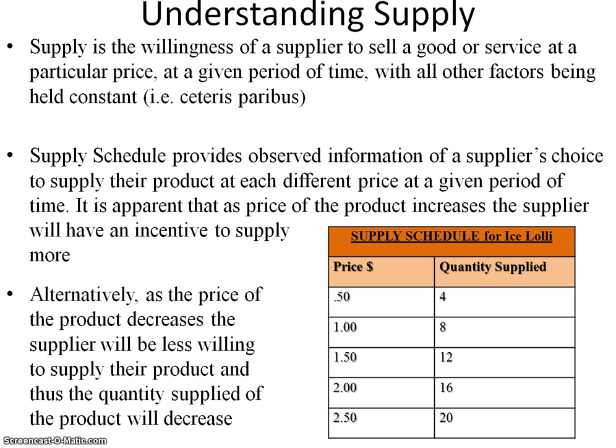And therefore, having an understanding of what supply is, we can observe how a supplier of ice lolly would change supply according to the price that they charge of the particular product. Okay? So, the supply schedule, in this information here, we have the price of the lollies from 50 cents ranging to as high as 250, and what happens with the quantity supplied.